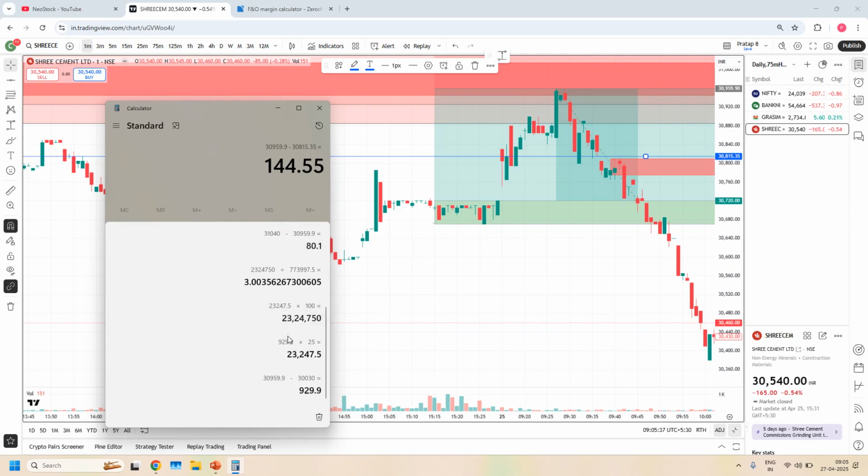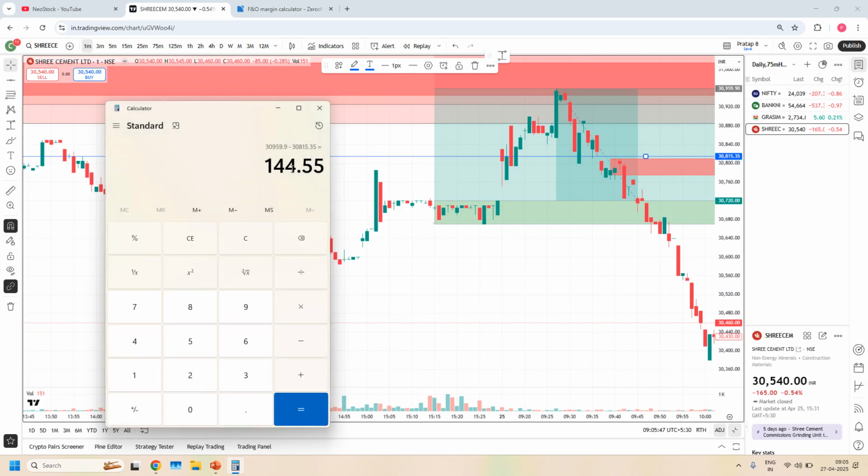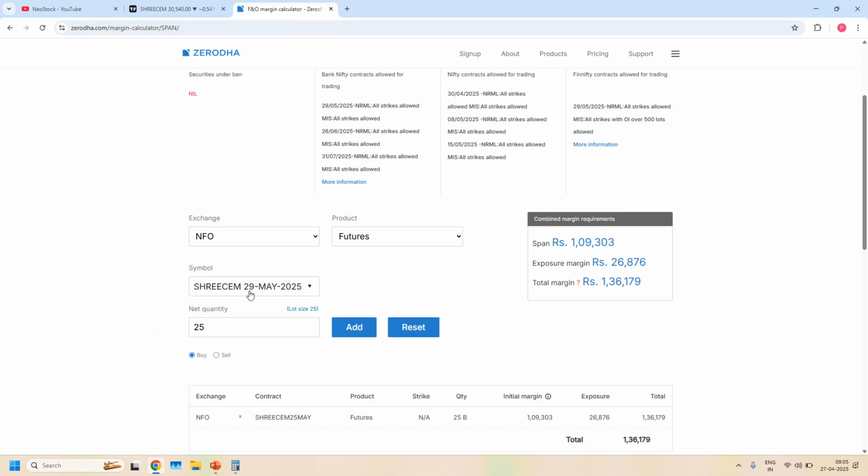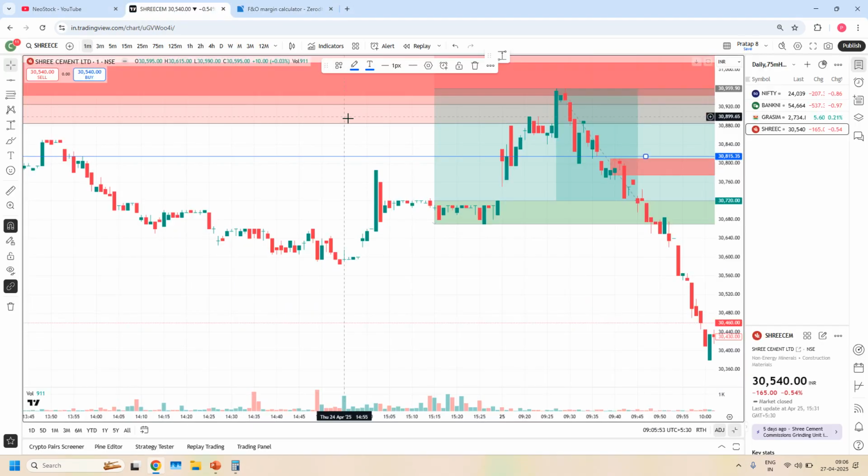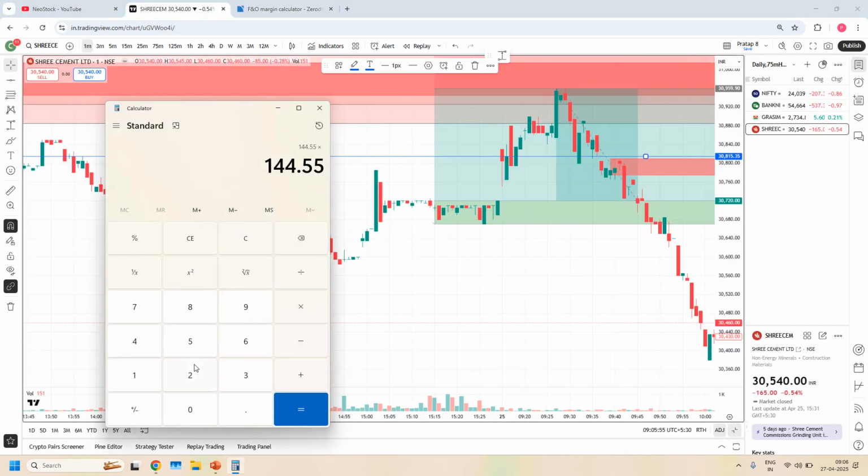When you get the profit, $929 is this one, trailing stop. Okay, anyway, 144 rupees profit you would have got. And what is the lot size? 25, right? Lot size is 25. Into 25, you got 3,613 rupees profit.